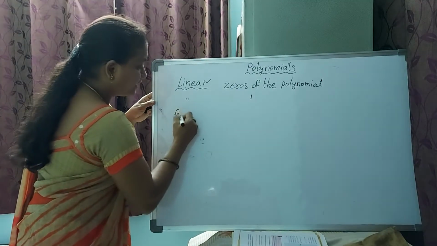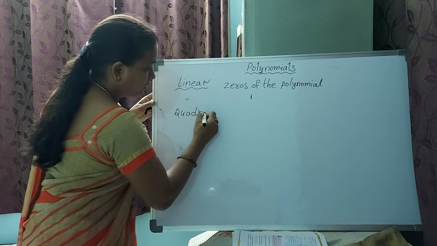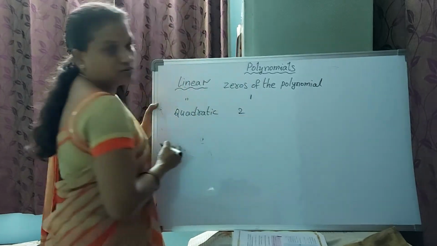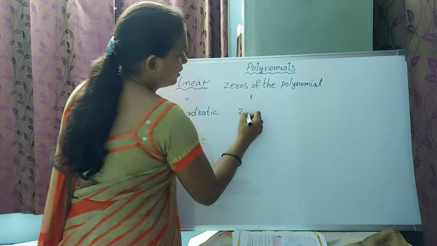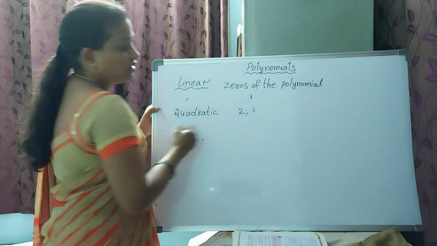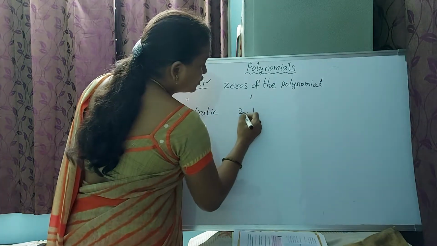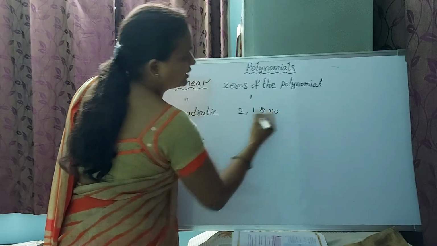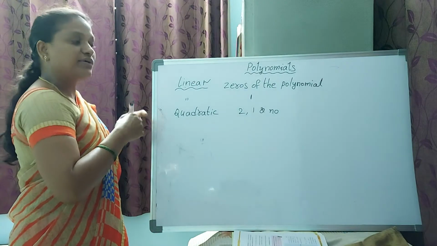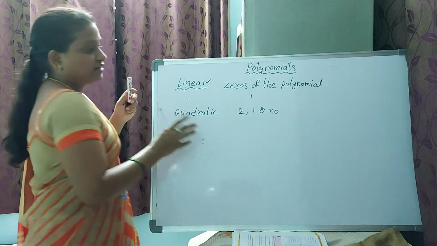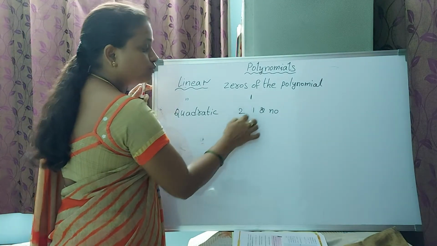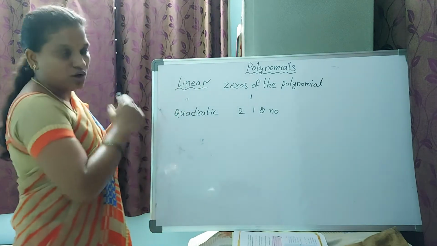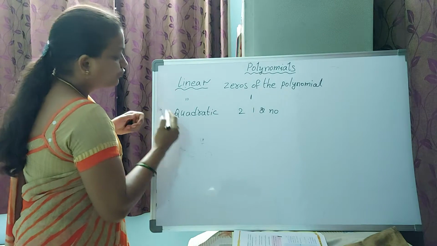For a quadratic, maybe 2, or 1 also, or no zeros also will be there. Even without zeros we can draw the figure. It may have 2 zeros, 1 also, or none also. We'll see that one.